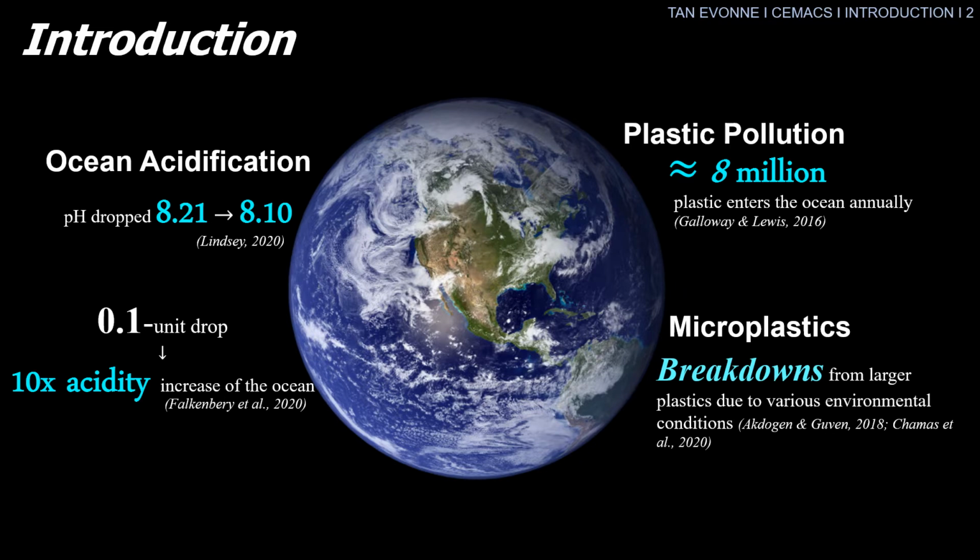It is important to keep in mind that ocean acidification is an irreversible process. Every decrease of 0.1 unit on the pH scale means the ocean will become 10 times more acidic than it used to be, which can be very dangerous for a lot of marine organisms, especially calcifying ones.